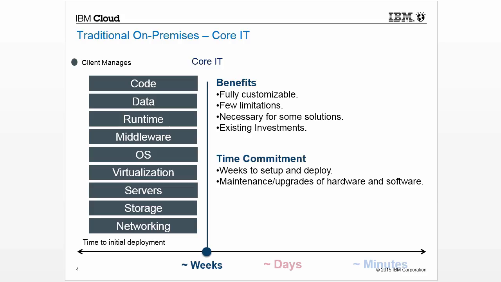Core IT represents everything a customer owns and manages inside their data center. This is your traditional on-premise IT, and it is a critical and necessary part of enterprise computing. However, the app revolution has accelerated the software development lifecycle, and core IT on its own cannot facilitate our needs.